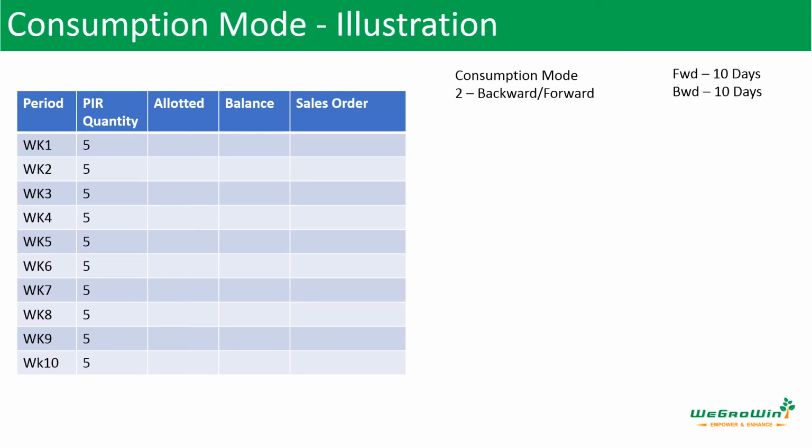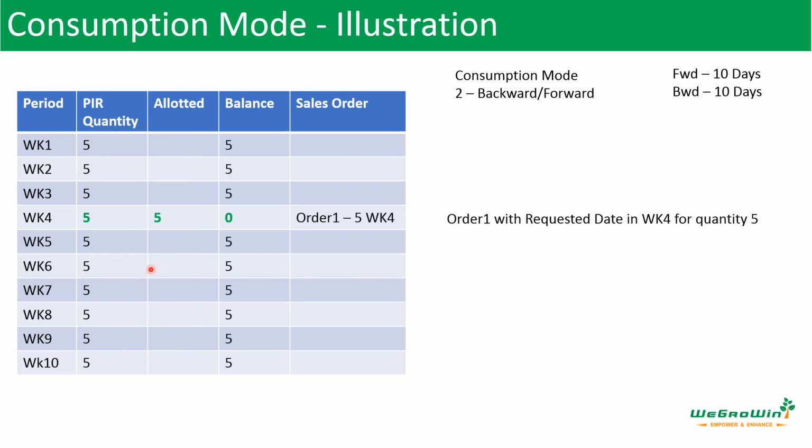Right, now let us see the example. Let us take one material which has consumption mode 2, that is backward and forward, maintained with a backward consumption period of 10 days and a forward period of 10 days. This is the plan for each week. Now 10 weeks of plans are maintained, 5 numbers per week.